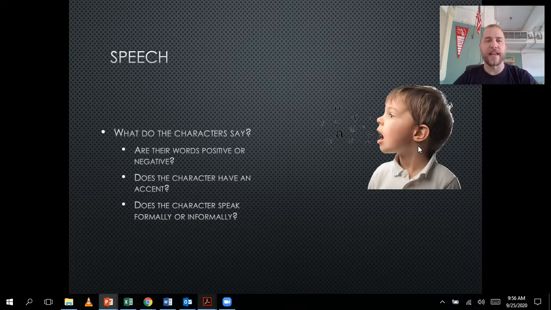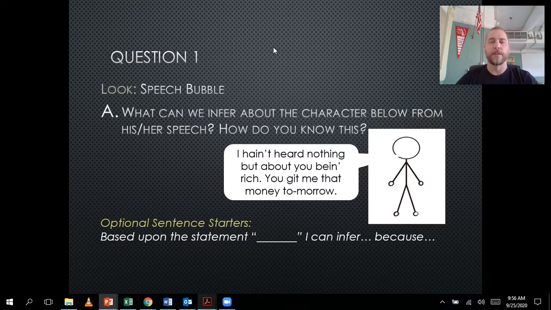What do the characters say? Are their words positive or negative? Does the character have an accent? Do they speak formally or informally, right? So here's an example from the story Huckleberry Finn, right? The father of the story says, "I ain't heard nothing about you being rich. You get me that money tomorrow."